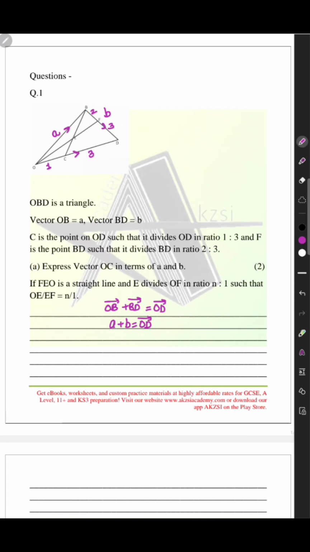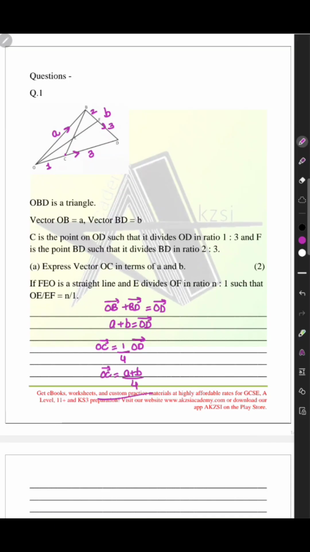But they are asking us to calculate OC, and we already know that OC is one part out of the four parts, 1 plus 3. This whole OD is divided into four parts. So I can say that OC is 1/4 of OD, because it's one part out of the four. So OC would be (a plus b) by 4.